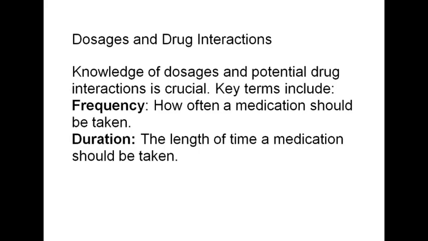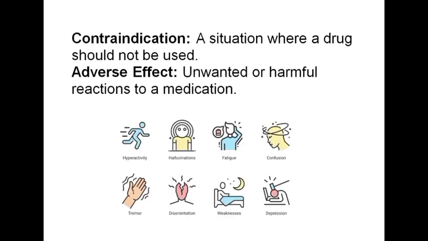Dosage and drug interaction. Knowledge of dosages and potential drug interactions is crucial. Key terms include, first, frequency. Frequency is how often a medication should be taken. Duration is the length of time a medication should be taken. Contraindication, a situation where a drug should not be used.